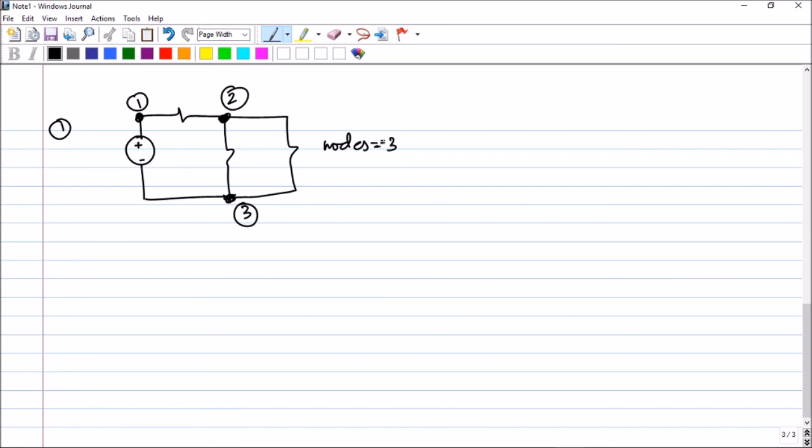And how many branches will you have in this circuit? To find the number of branches, just count the circuit elements. So 1, 2, 3 and 4. So the number of branches will be equal to 4.